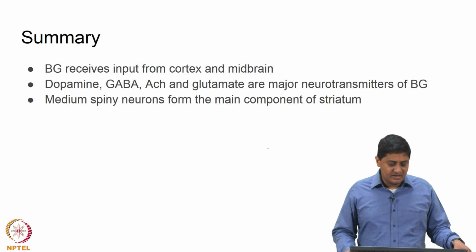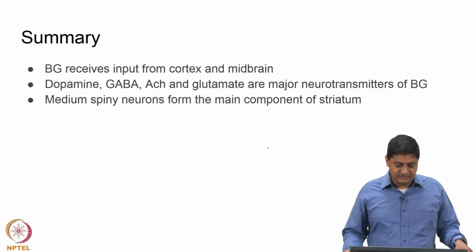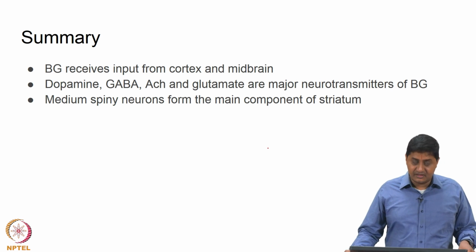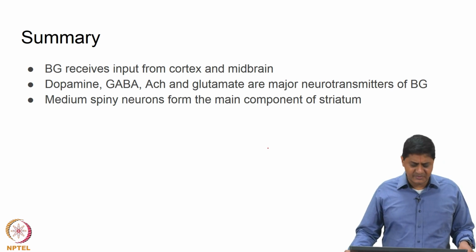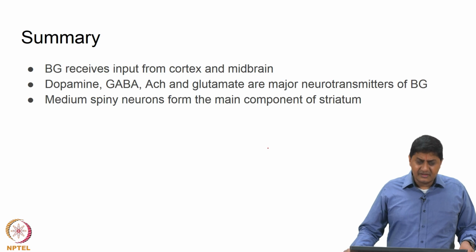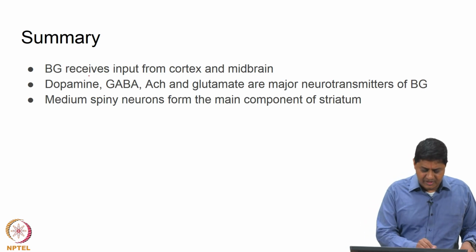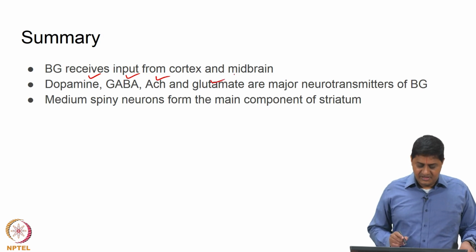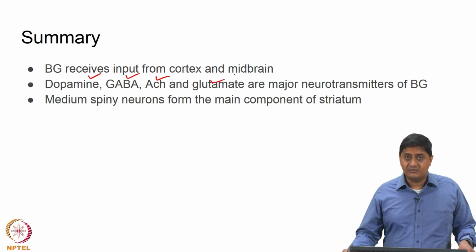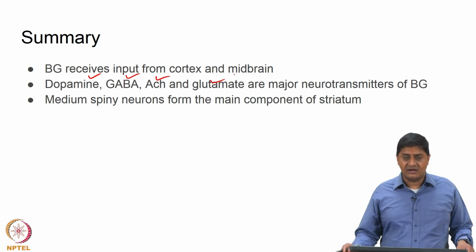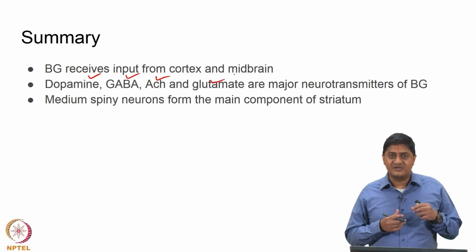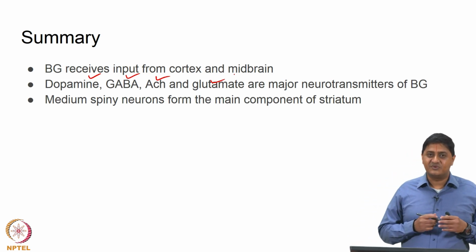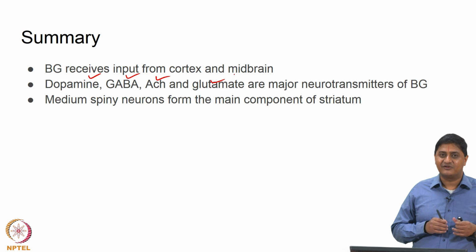So, in summary, the basal ganglia receive inputs from several regions in the cortex and also receive inputs from the midbrain and from the thalamus. Important neurotransmitters are dopamine, GABA, acetylcholine and glutamate, and medium spiny neurons form the main component of the striatum, and a major function of the basal ganglia is dictated by the function of the medium spiny neurons. So, with this we come to the end of this lecture. Thank you very much for your attention.